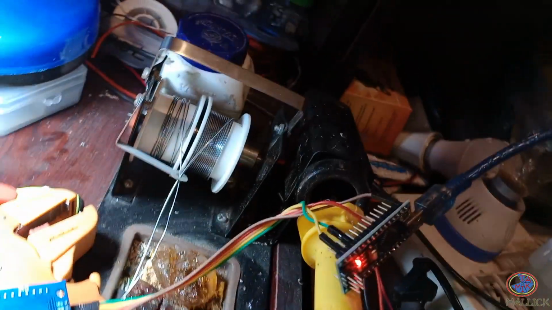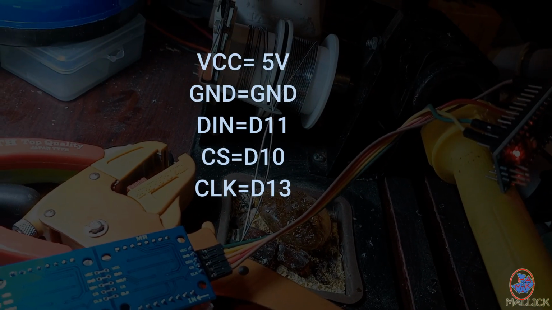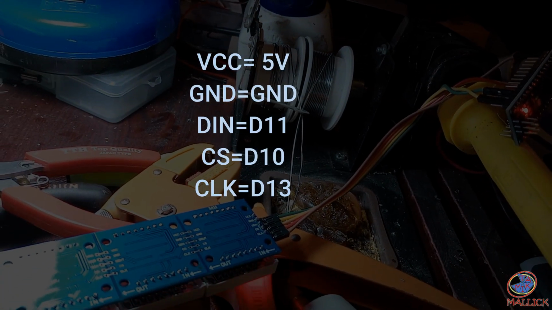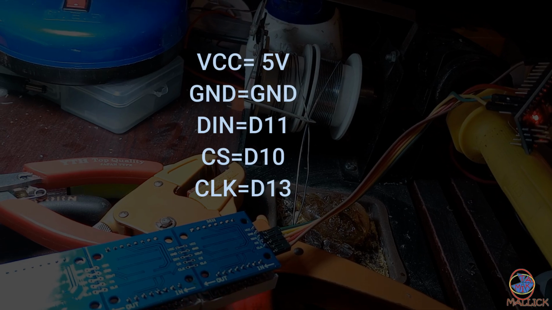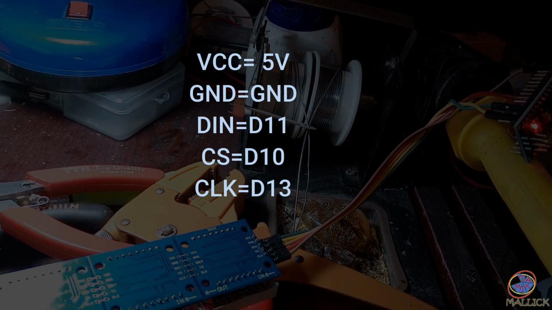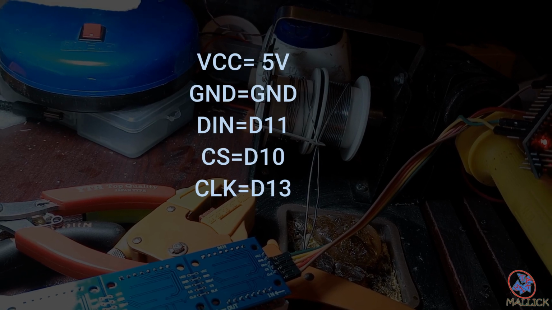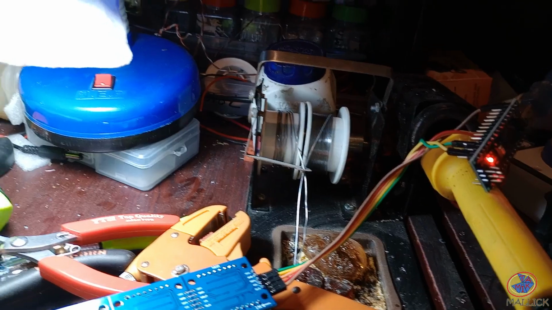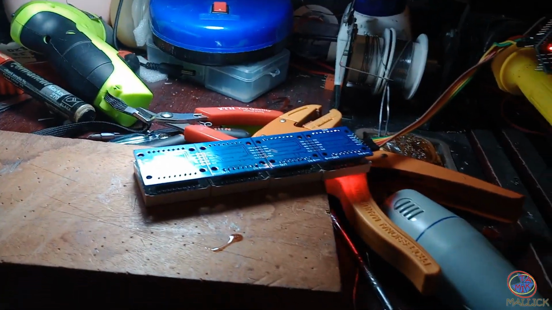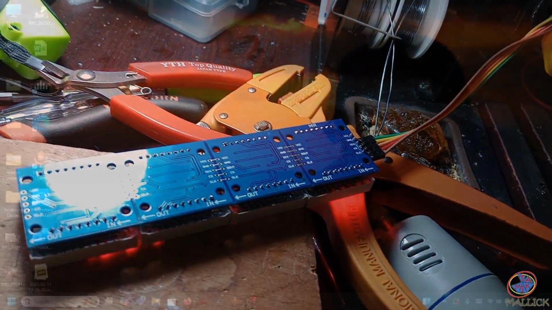Connect the display module's pins with the Arduino Nano. VCC to 5 volt, GND to GND, DIN to digital 11, CS to digital 10 and CLK to digital 13. For this we need 2 libraries. So now let's get to the computer.